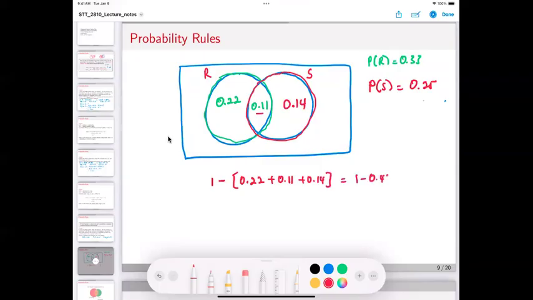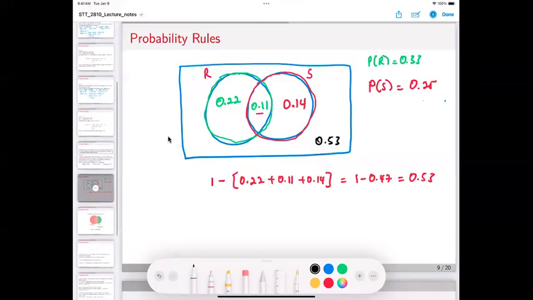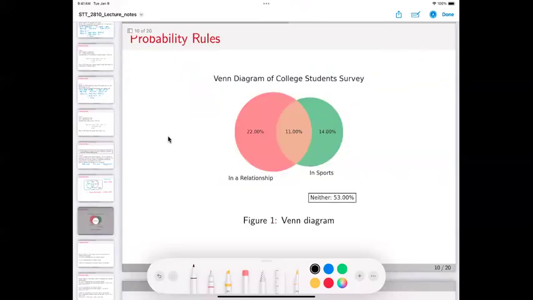So 1 minus 0.47 should be equal to 0.53. I put that number here. They are not in a relationship, they are not in sports. So you see why I put that. Does that make sense? Okay. Any question on the Venn diagram so far? Okay, no questions. Let's proceed. So I decided to also show you how to do that here too. Is that okay? Good.